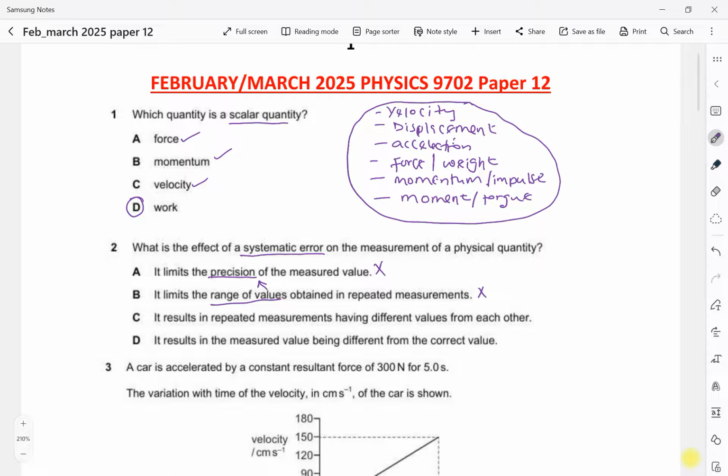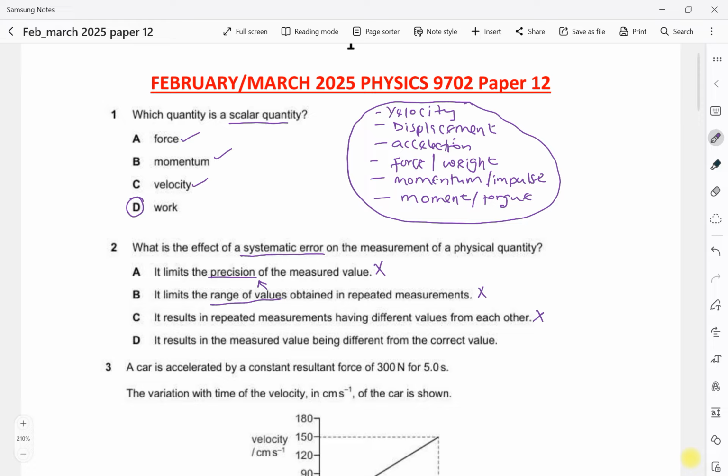It results in repeated measurements having different values from each other. Of course, repeated measurements could have different values from each other, but if there is a systematic error, the repeated values will deviate from the true value by a constant amount. So this one is not as a result of a systematic error. It can be as a result of a random error, because every time you press a stopwatch, for example, you may record different values of time for 10 oscillations, yet you're using the same stopwatch and timing 10 oscillations. So this is actually a random error.